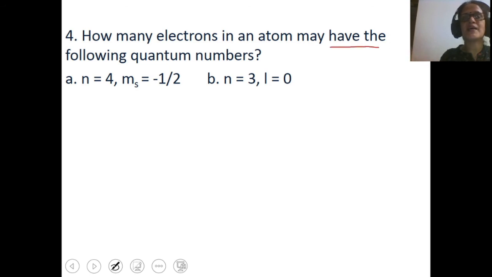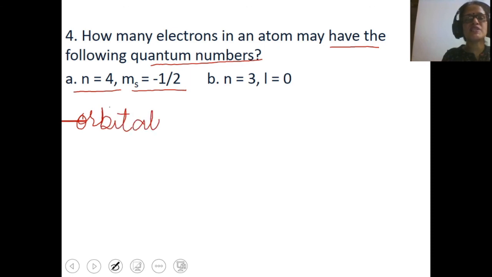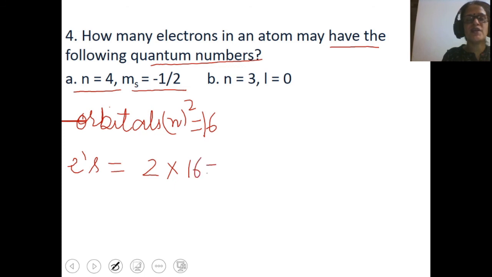Now, one more question I want to discuss here. How many electrons in an atom may have the following quantum numbers? In the first question, we have n is equal to 4, but ms is equal to -1/2. So, n is equal to 4 means we are talking about the fourth shell. Children, you know that the number of orbitals will be n square. N square will be 16. Now, orbitals will be 16 and the number of electrons will be 2n square. 2n square means 2 into 16. The fourth shell will have 32 electrons.